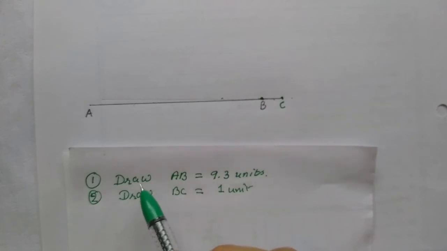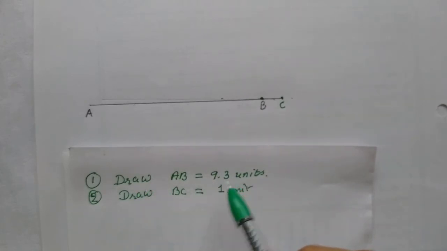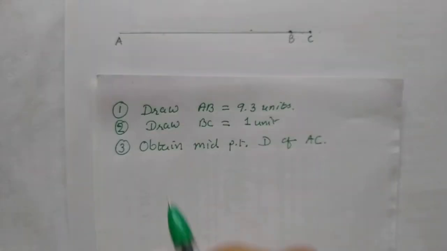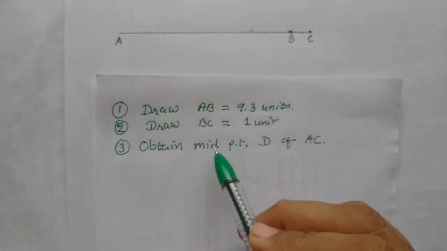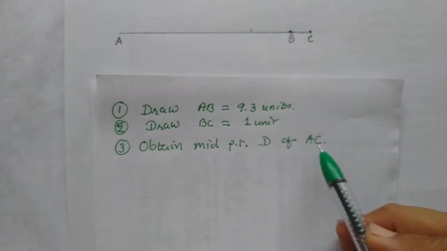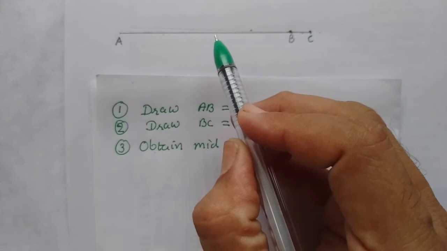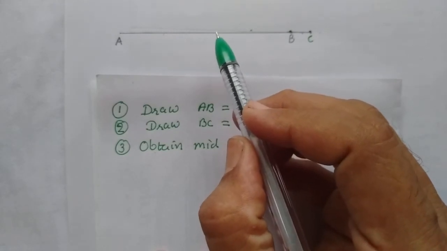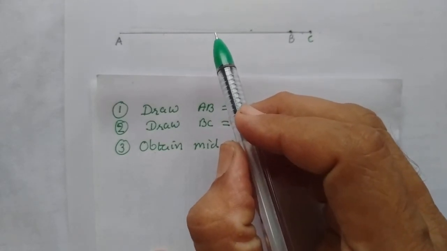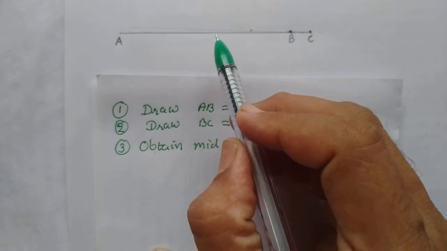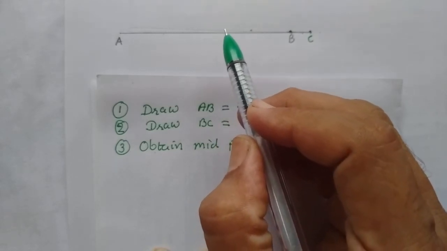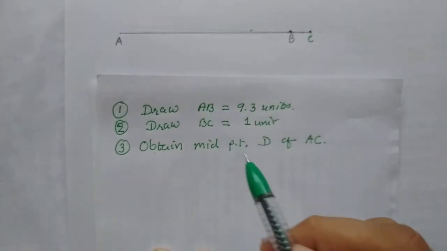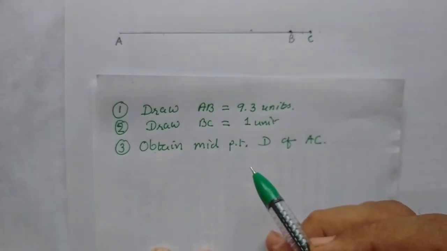So two things we have done. AB of 9.3 we have drawn. BC of 1 unit we have drawn. Now children, obtain midpoint D of line segment AC. So this is line segment AC. Obtain midpoint D. Now children, I am teaching you very speedily how to find a midpoint, but when we study construction, at that time you will understand very easily. So for the time being, let me draw very speedily.